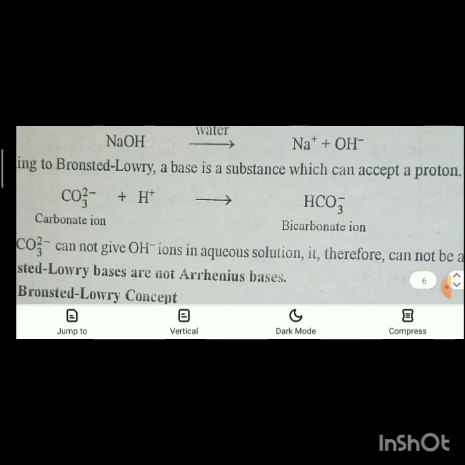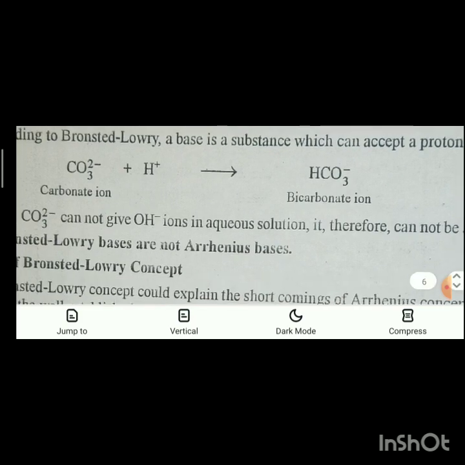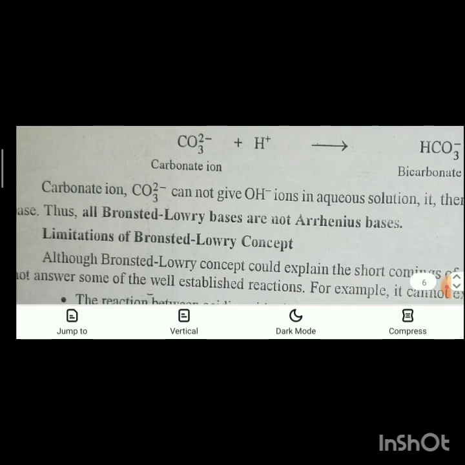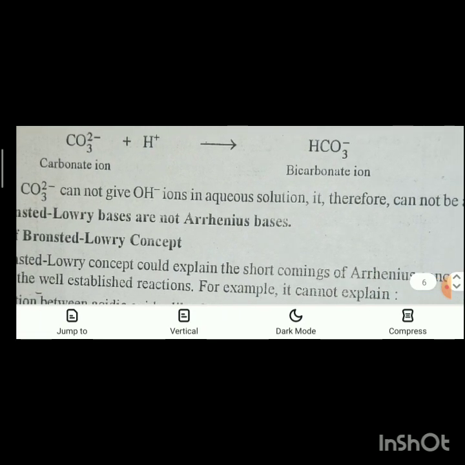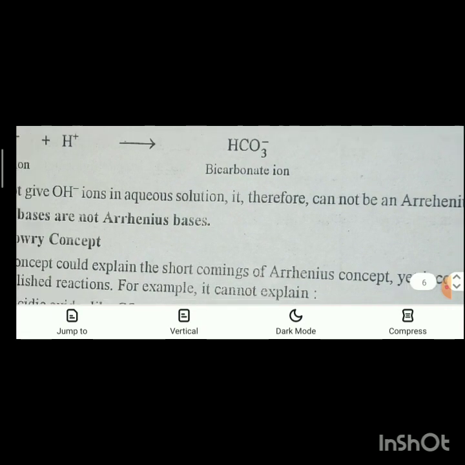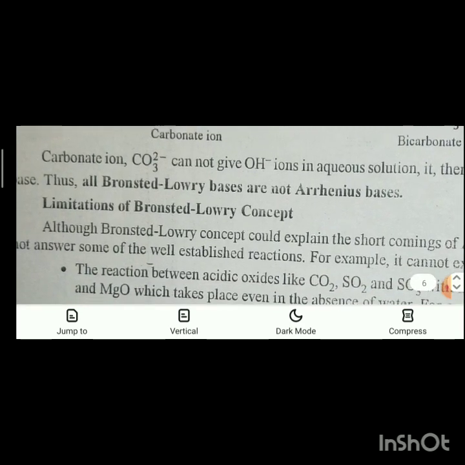For example, the carbonate ion CO3 2- plus H+ forms the HCO3- bicarbonate ion. The carbonate ion CO3 2- cannot give OH- ion in aqueous solution. It therefore cannot be an Arrhenius base. Thus, not all Bronsted-Lowry bases are Arrhenius bases.